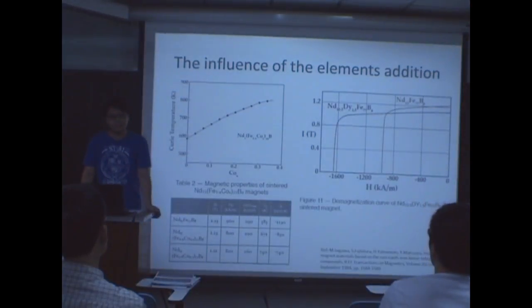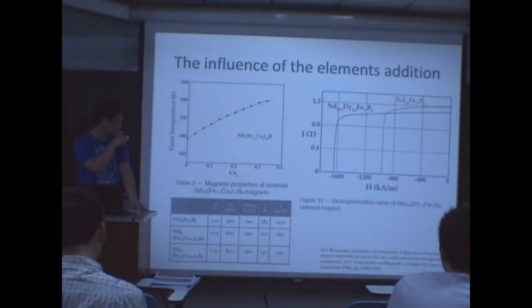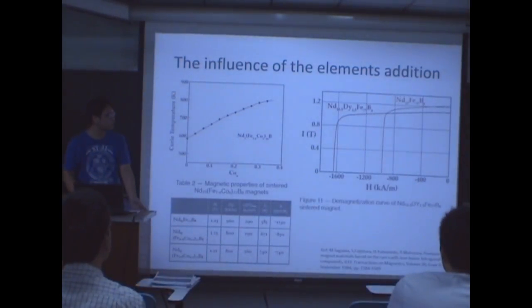To overcome this problem, element addition is a good solution. In fact, this way is widely used to improve the magnetic properties. For example, copper addition will increase the Curie temperature. You can find this figure and this table. If you add more copper to your neo system, your Curie temperature will also increase.